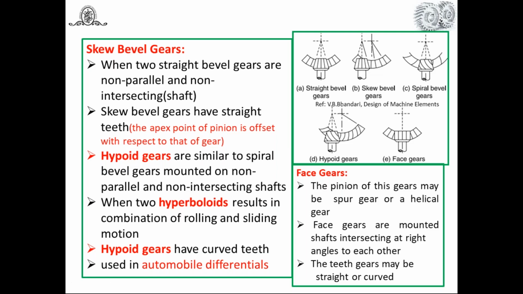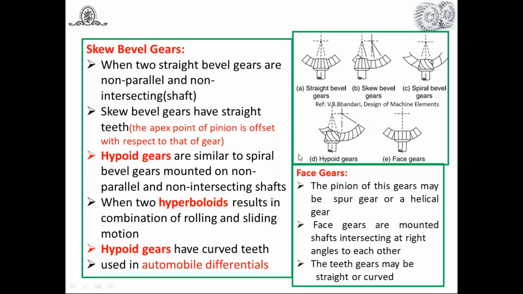Because they are non-parallel, non-intersecting, that's why there is an offset in the apex. Try to understand, this is the difference between them. Then the third one is the spiral bevel gear. We have seen there are two classifications, straight bevel and spiral. Spiral means the teeth have curvature for the pinion as well as the bevel, but they are intersecting in the spiral bevel gear.